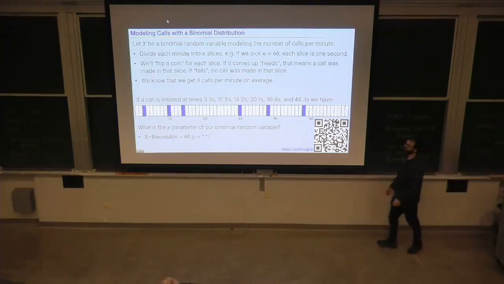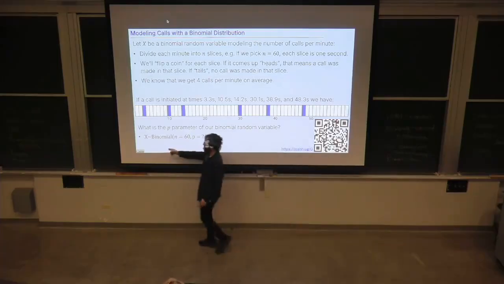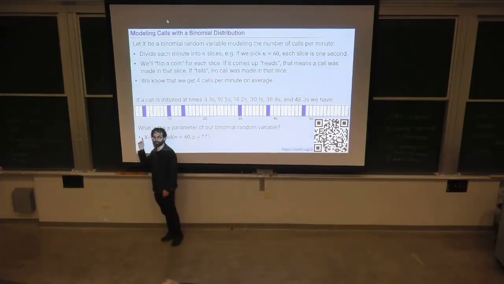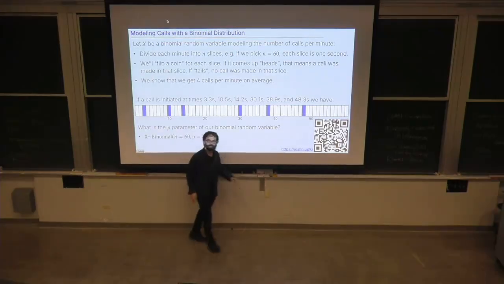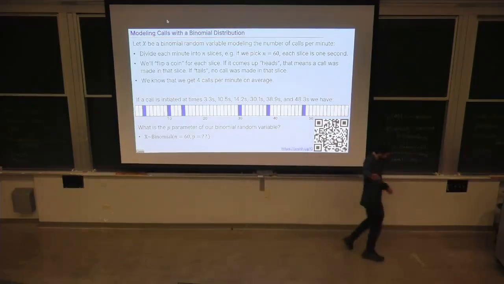Quick interlude. What's the expectation of X? X is the number of phone calls per minute. What's the expectation of X? What should it be? 4. Okay. So if the expectation of X is 4, then what? Keep thinking.